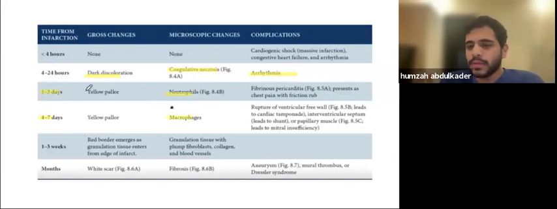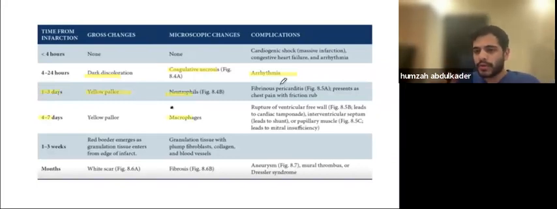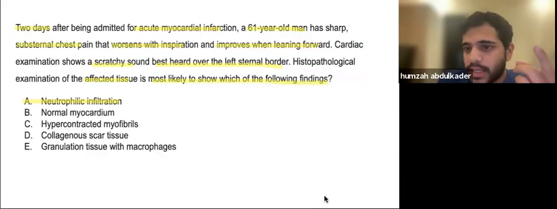Now the neutrophils are what will give you that yellowish color, okay? And what can happen, especially in transmural infarcts, is that the neutrophils can kind of leak into the pericardium. It can cause fibrinous pericarditis, and that presents as friction rub, right? And so that's what our patient has here, okay?